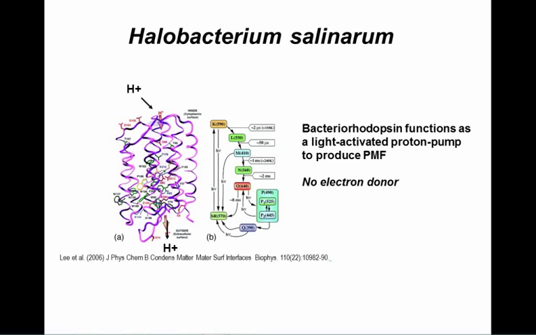Halobacterium. So this is archaea. They use bacteriorhodopsin, which is basically a light-activated proton pump. So when bacteriorhodopsin absorbs a photon, it will allow proton transport across the membrane. So this will give you a proton motive force. No electron donor, no electron acceptor. The protons just get across the membrane and they can produce ATP.